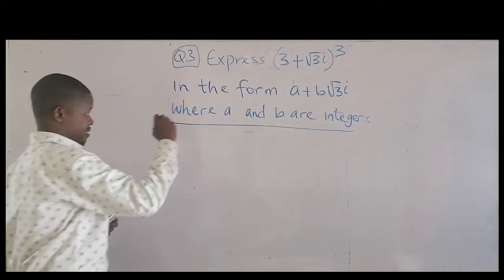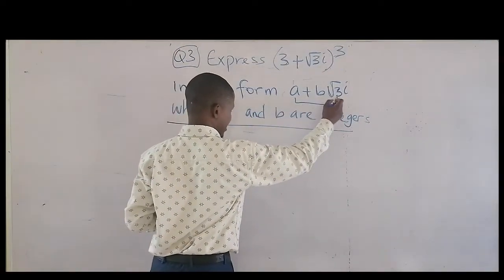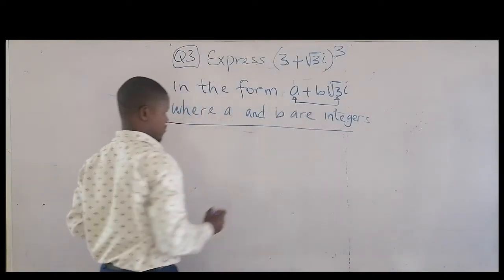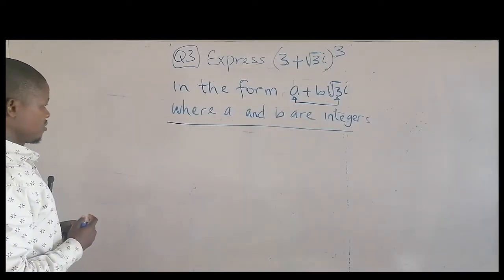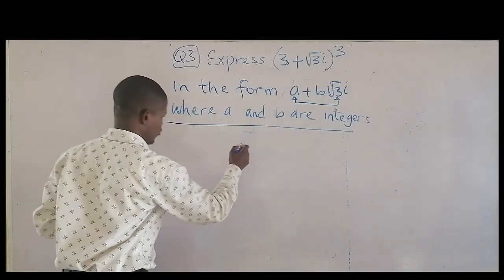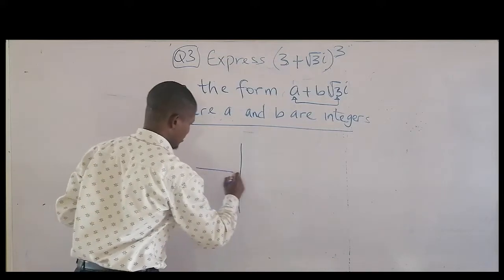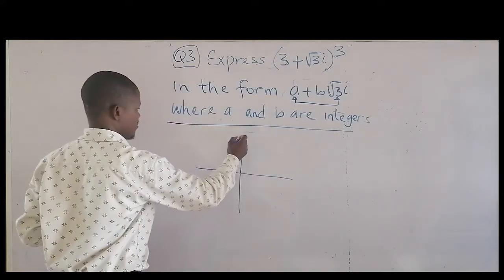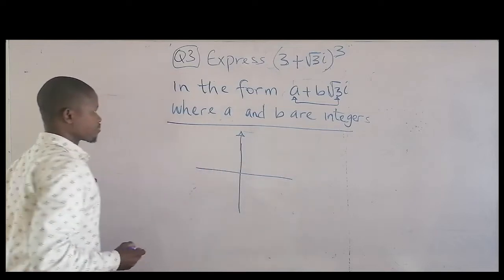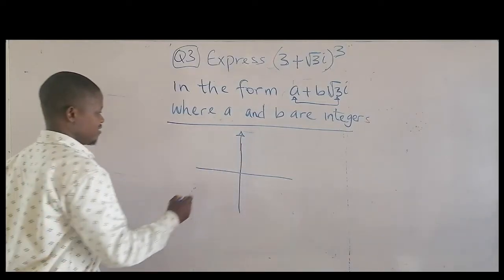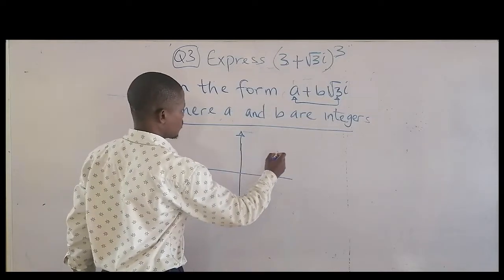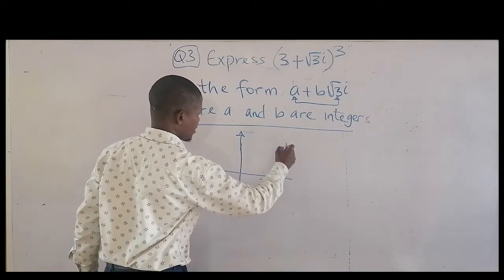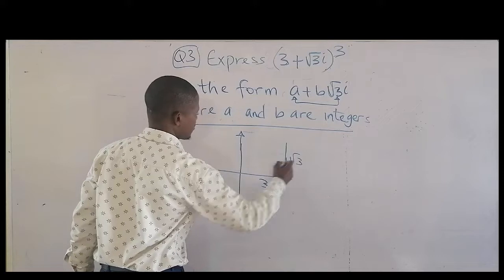So this form is a Cartesian form, or you can call it a rectangular form. So step 1 is to take this given problem and draw the Argand diagram. That's the first thing we need to do. The real part is 3. The imaginary part is √3 also.